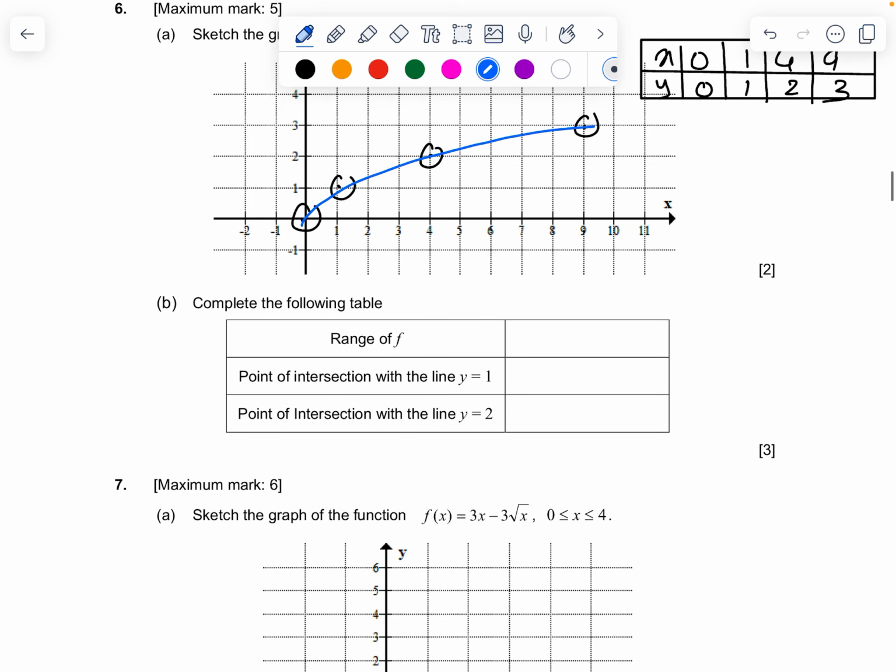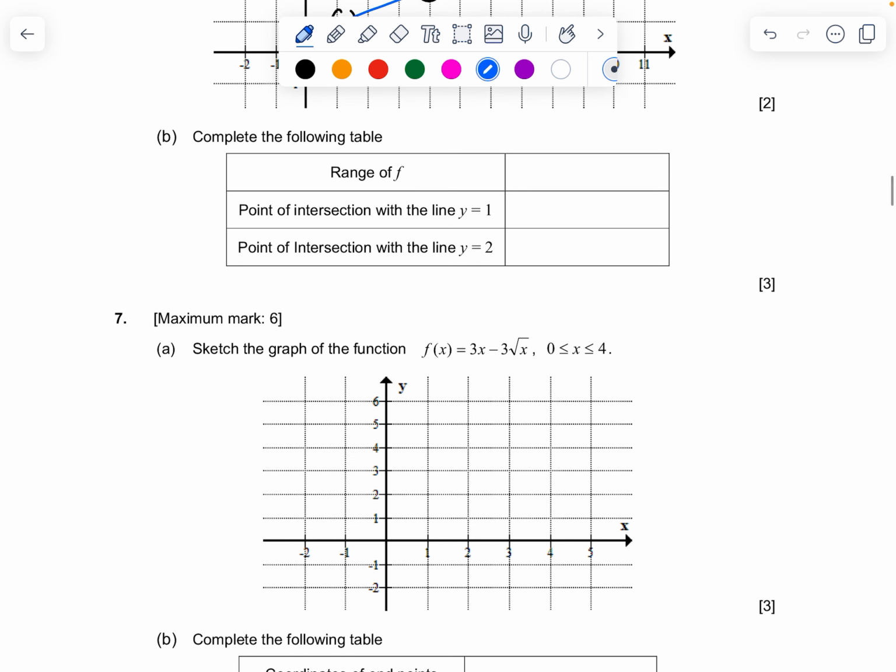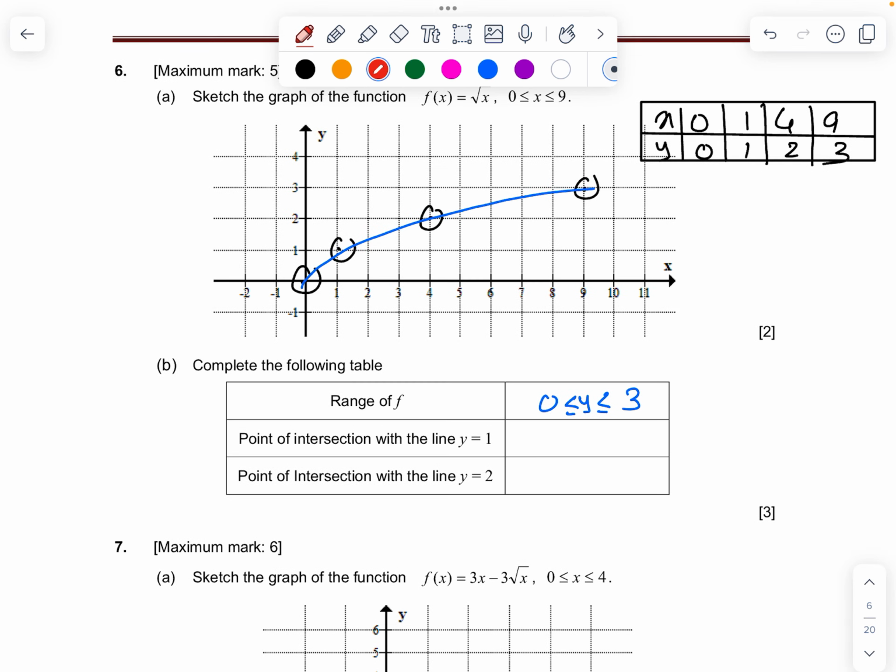Complete the table. The range, we can see that the range is y lies between 0 to 3, and the point of intersection with y equals 1 will be (1, 1), and this one will be (4, 2).